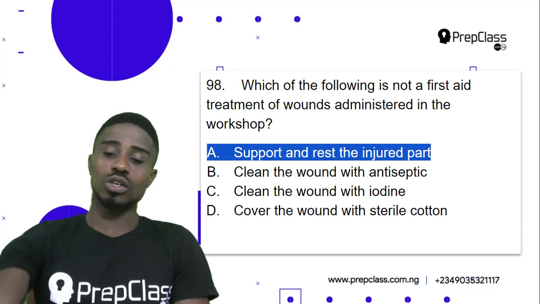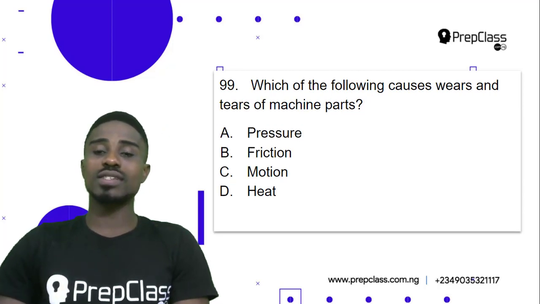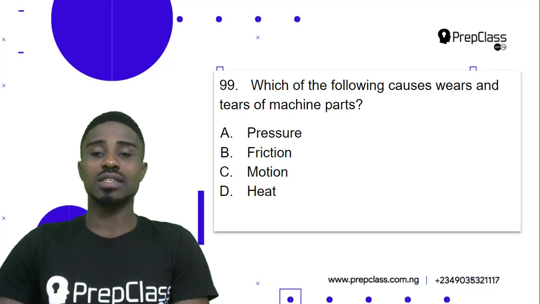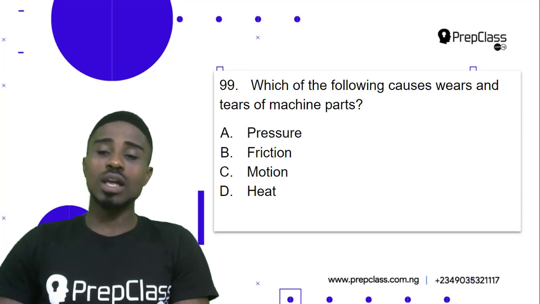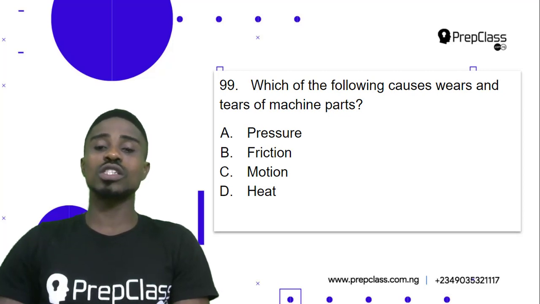Let's look at the next question. Question 99. Which of the following causes wear and tear of machine parts? A, pressure, B, friction, C, motion, D, heat. For us to carefully select the correct answer, we'll analyze all of the options and see which one best answers our question. Now, in talking about wear and tear of machine parts, only one of these options has to do with it.